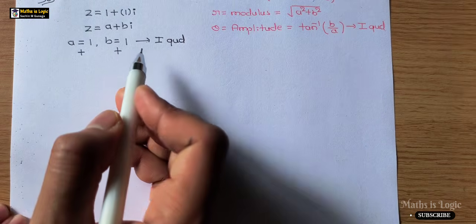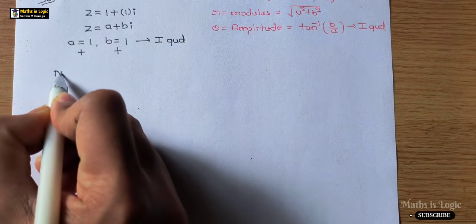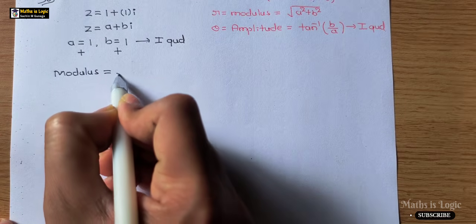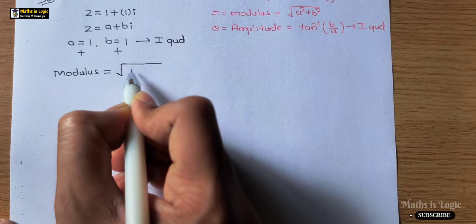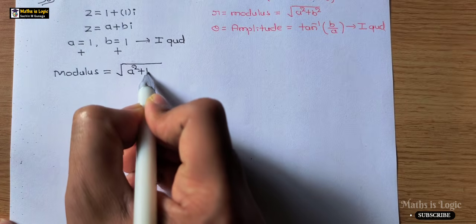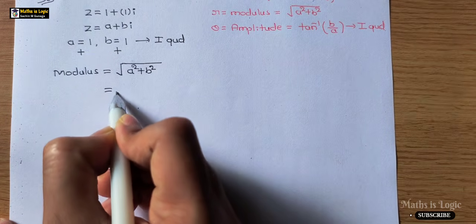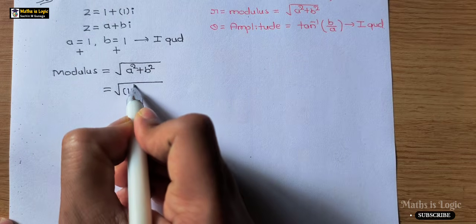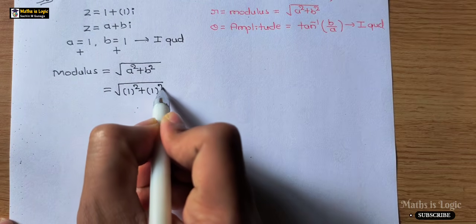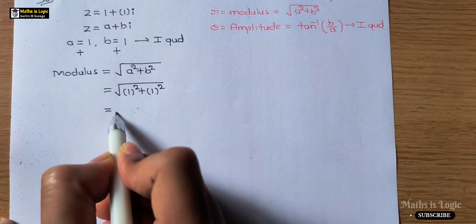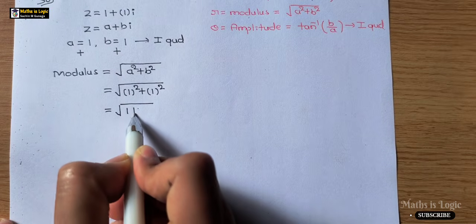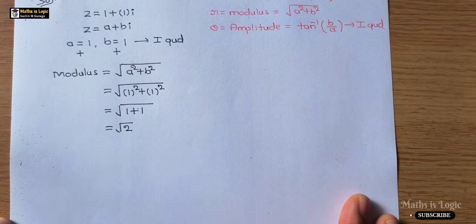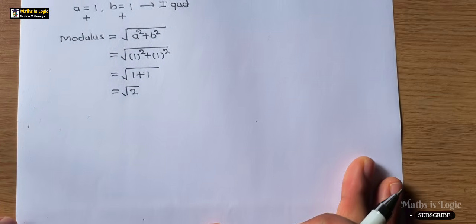Now find the modulus. The formula is square root of a square plus b square, which is equal to square root of 1 square plus 1 square, which is square root of 1 plus 1. So the answer is root 2. This is the value of the modulus.